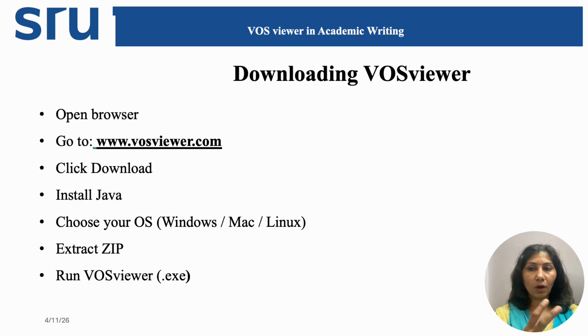According to our Windows, you have to select the download of the VOS Viewer. If Java is not installed, you have to install Java also. According to your operating system, Windows, Mac, or Linux, you have to choose, and we will be extracting a zip file. Then we have to download and install it.